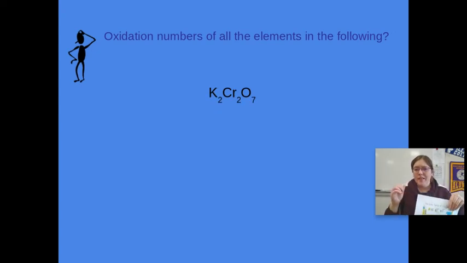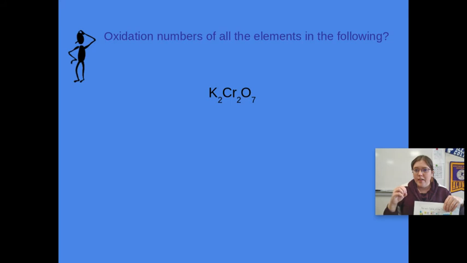All right, next one is another polyatomic ion. Here I've got potassium. I've got 2 atoms of potassium, 2 atoms of chromium, and 7 oxygen atoms. Guess where I'm going to start again? I am going to start with the oxygen. I know it is not with the peroxide. So I know that that oxygen has a -2 oxidation state. There are 7 of them.